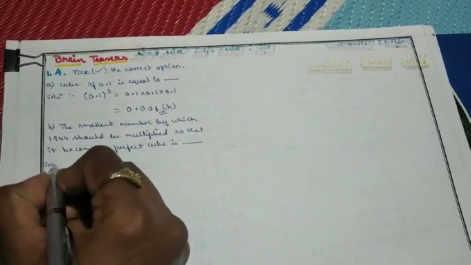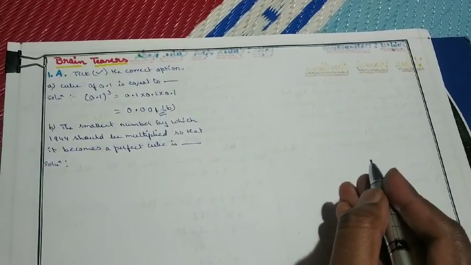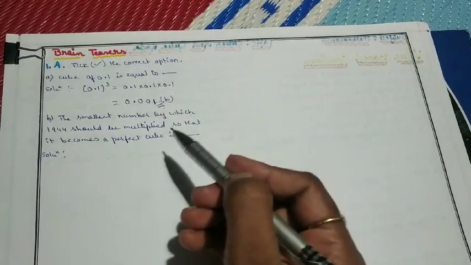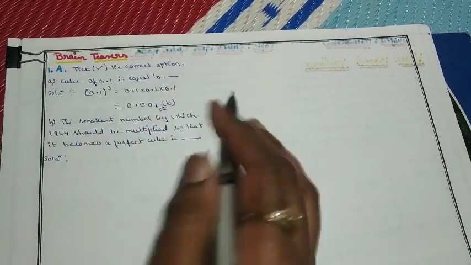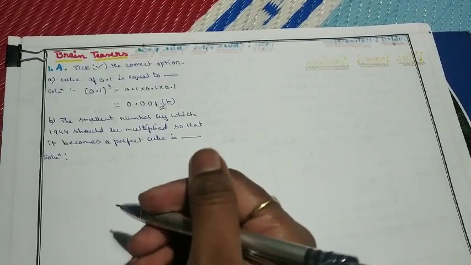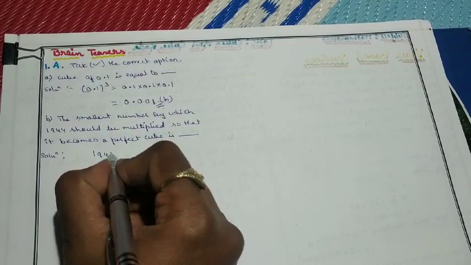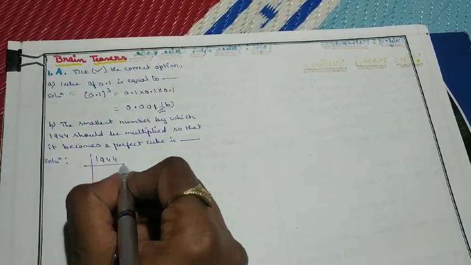So here, 1944, what number is given? It is not a perfect cube. So we need to multiply some number to this, then it becomes a perfect cube. Then what is that number that should be multiplied? Blindly we cannot multiply whatever number we require. So we need to go for prime factorization and check which factor is not in triplets. Then that factor must be multiplied.